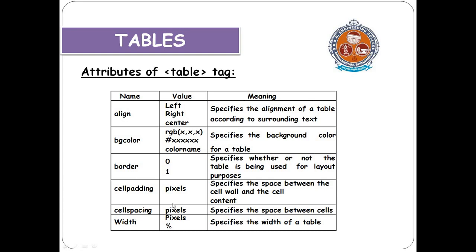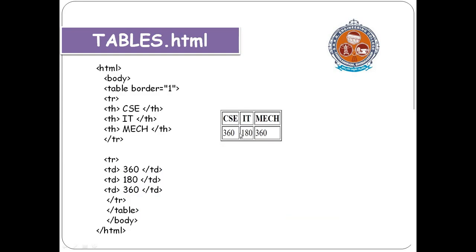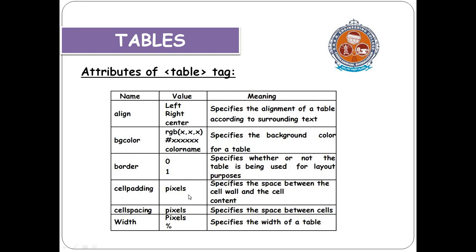Cell padding and cell spacing: cell padding specifies the space between the cell wall and the cell content. Cell spacing specifies the space between two cells. So cell spacing is the space arranged between these cells, and cell padding is the space between the cell wall and its content. And then width, you specify the width of the table. Okay, these are the attributes of the table.